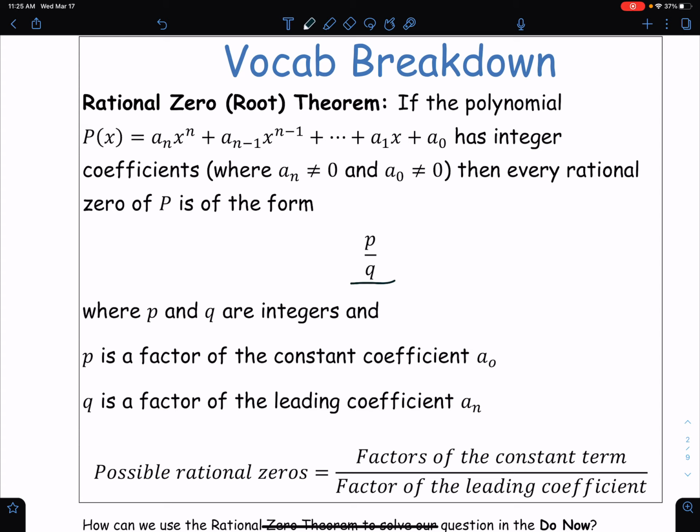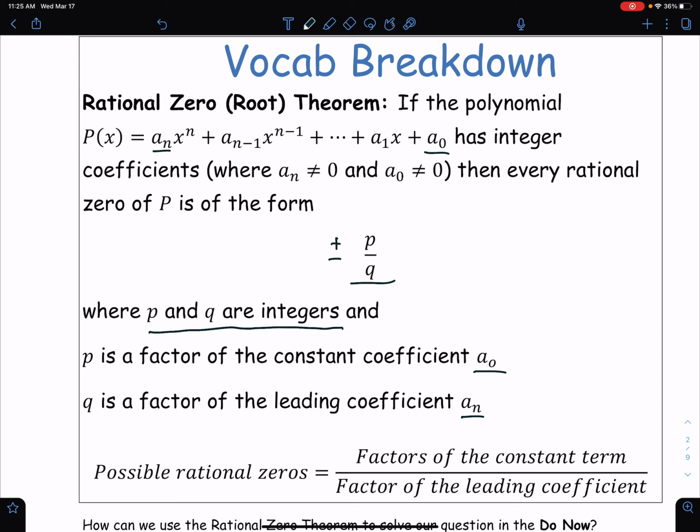And where are we getting the p and q from? Well, it's right down here. So p has to be a factor of a0. So p is a factor of the constant. And q is a factor of the lead coefficient. And there's one more big thing here. It says p and q are integers. So we're going to have a plus or minus out here because it could be negative, it could be positive.